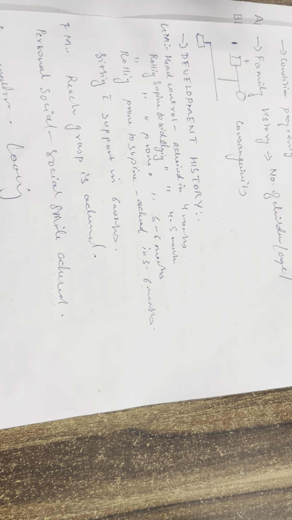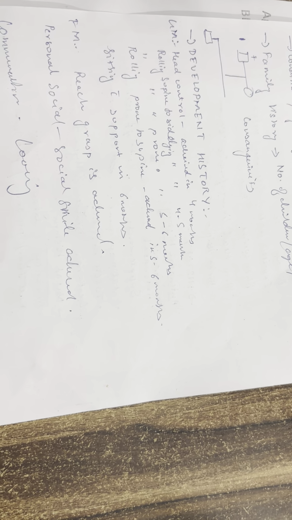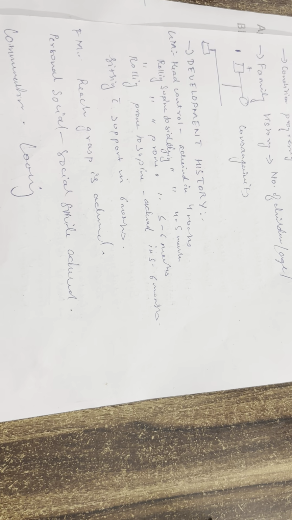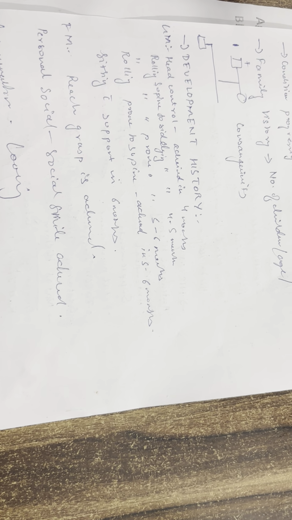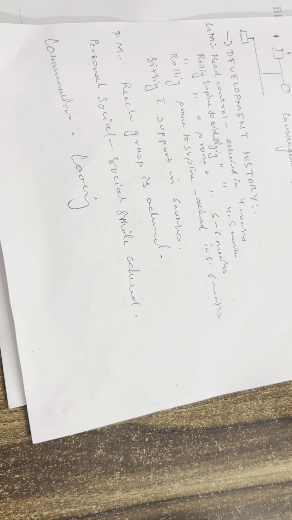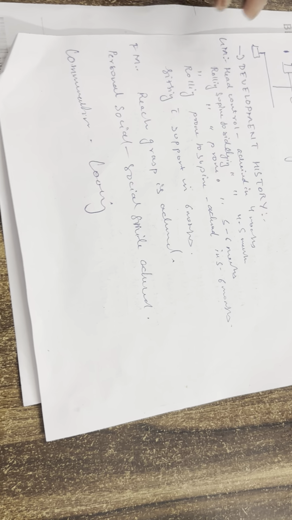Then development history, gross motor, head control is there or not, and at what month the baby has achieved the head control. Rolling supine to sideline, when does the baby achieve it. Rolling supine to prone, rolling prone to supine. Basically for all these movements you have to write down the amount of time he took to achieve all these things. Then fine motor, reach and grab is achieved or not. Personal social, baby often smiles at people, recognizes family members. So you have to also write down all these important factors.